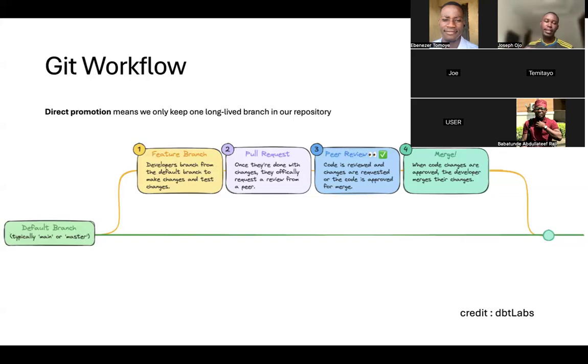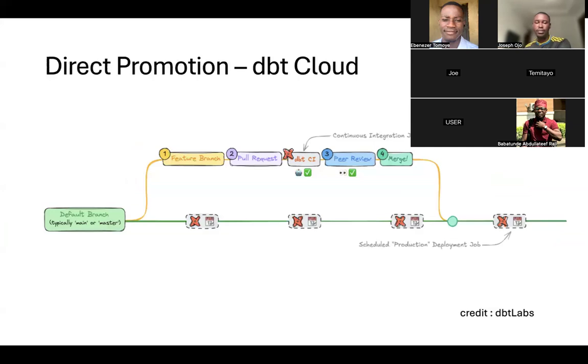It's from that branch that everybody creates their own branch, develops what they want to develop, then it is reviewed, then it is merged. That is basically direct promotion. Now, if you're on DBT Cloud, how does direct promotion work? It's the same process, but now there's an extra thing called CI, which is continuous integration.